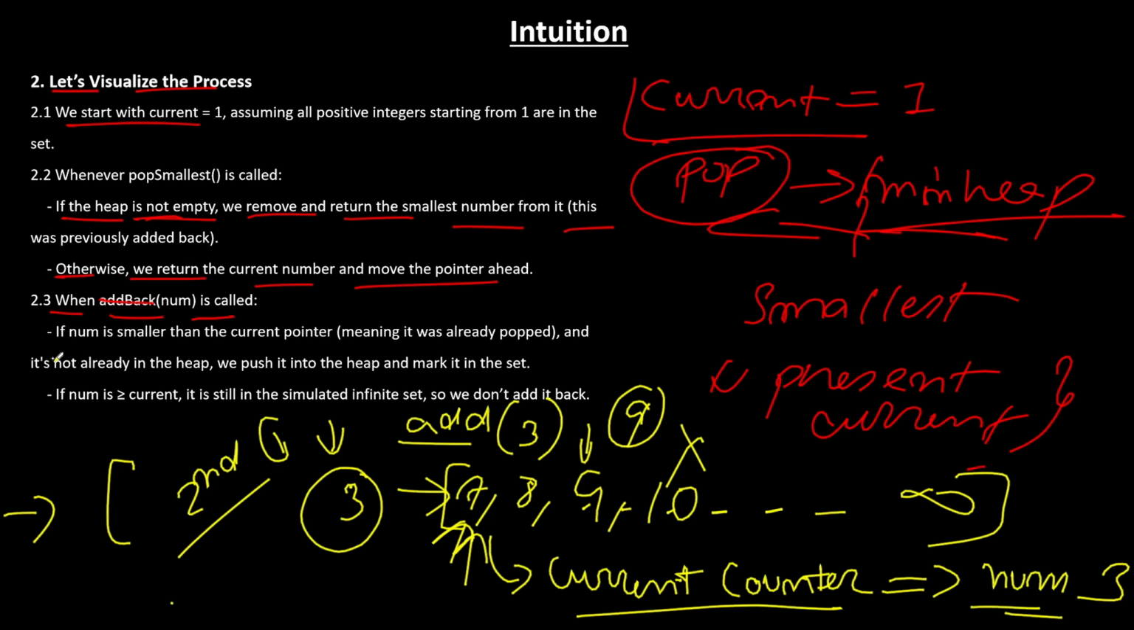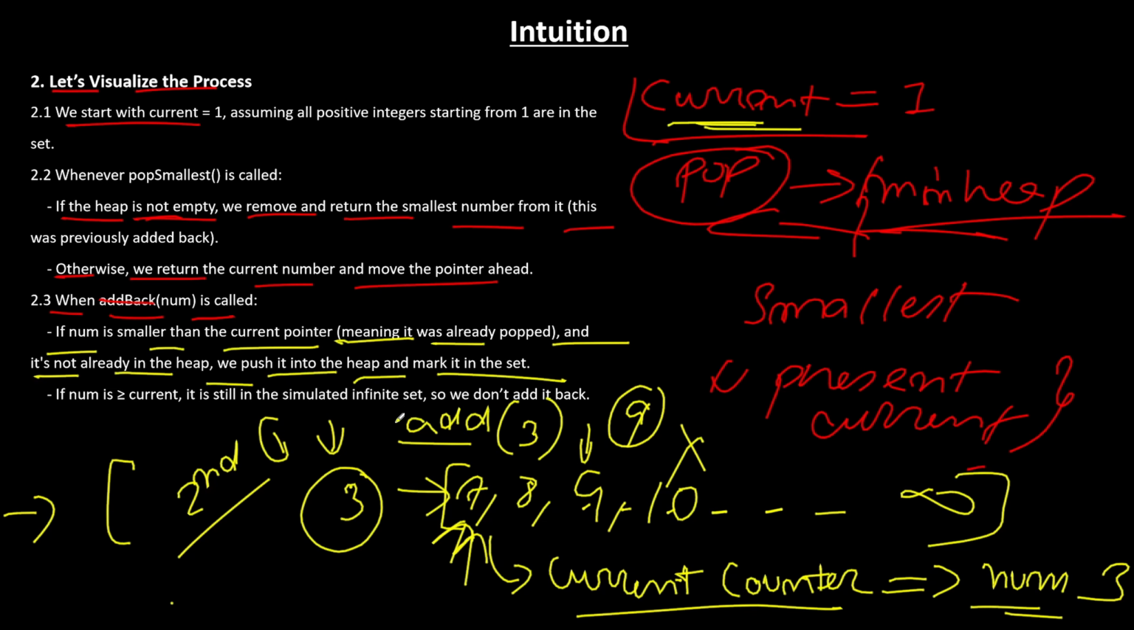So that is what is written here. If the number is smaller than the current pointer, because we are not creating an infinite set, we are using the current counter there, meaning it was already popped and it's not already in the heap. We push it into the heap and mark it in the set.